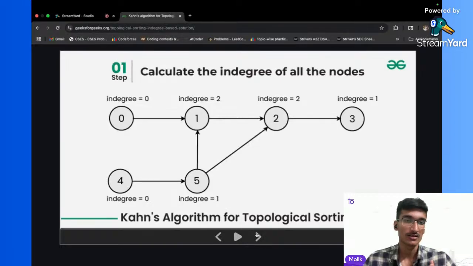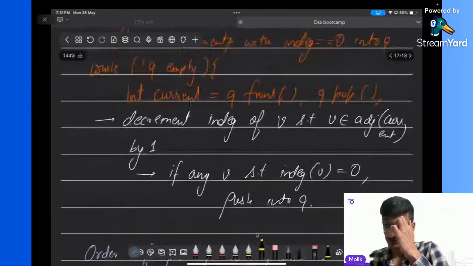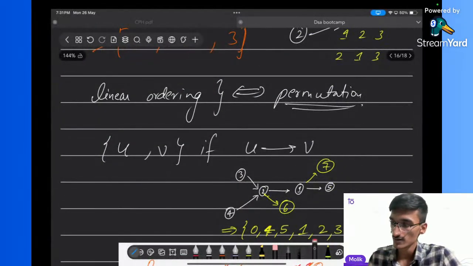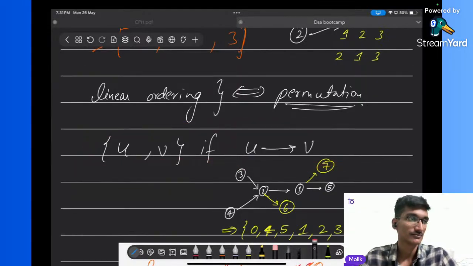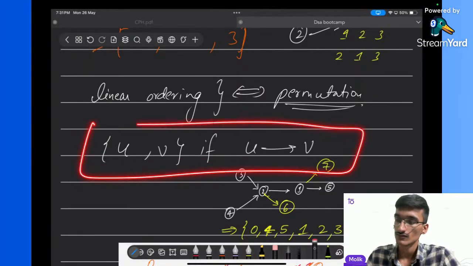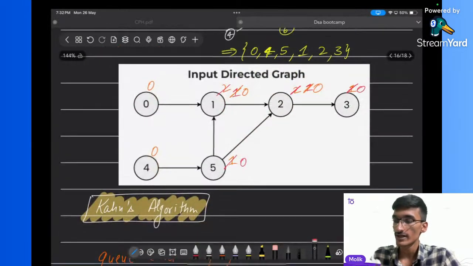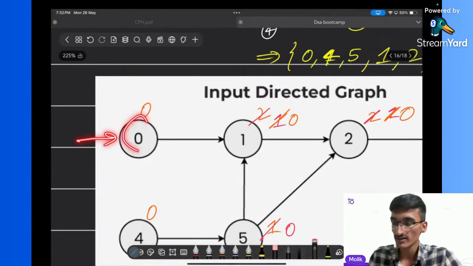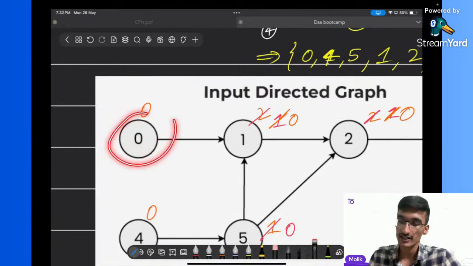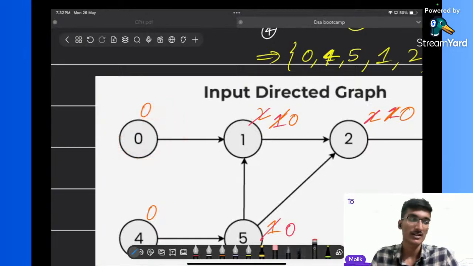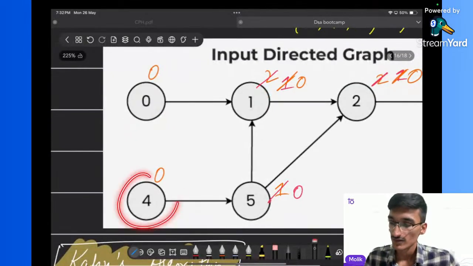I explained to you why, because of the definition of a valid ordering. What was the definition of a valid ordering? It says u, v is a valid ordering if there is a directed edge from u to v. So intuitively, there is no directed edge towards the vertices with 0 in degree, so they ideally should come first in the topological sort. They come before every vertex because they have no in degrees. And from there we are starting.